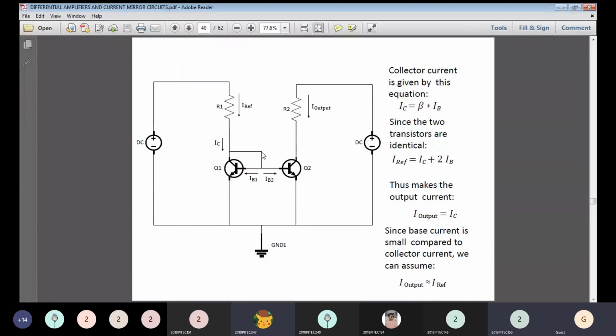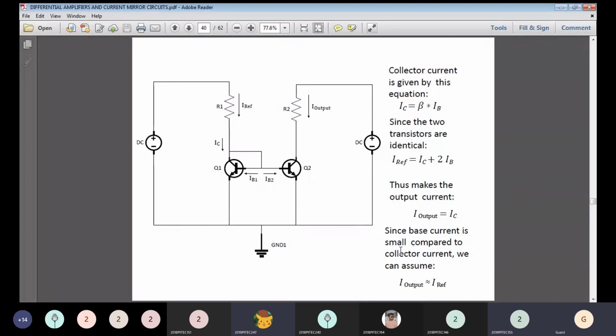Here these two IB are flowing, and that 2 IB divides into two paths, IB1 for transistor 1 and IB2 for transistor 2. That makes the output current. So what is your overall output current here? It is the transistor Q2 collector current we mentioned, right? So that is the output current.